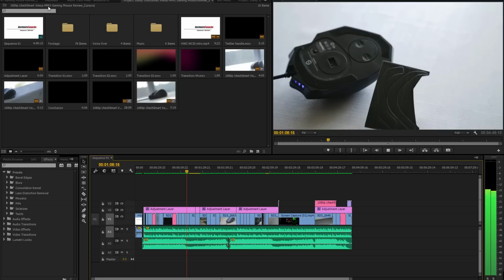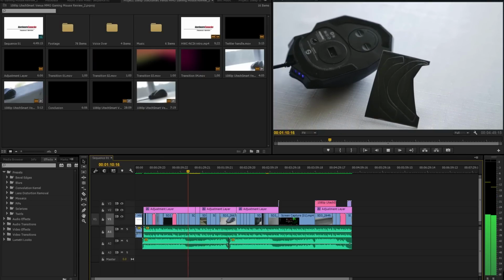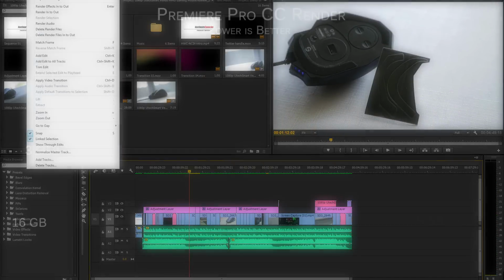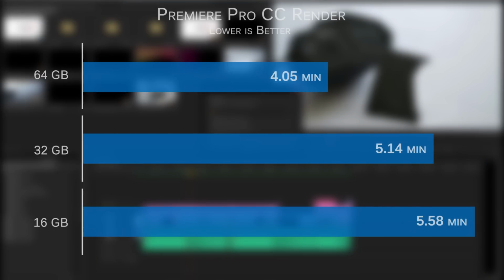An interesting result is that 64 GB scaled better in our render times in After Effects than the 32 GB did. Moving on to Premiere, again, it's all about reducing our render times. Doubling the capacity to 32 GB, we saved 44 seconds on our video render, so that's a 13% improvement. Doubling the RAM capacity further to 64 GB saved us almost 2 minutes, with a 32% reduction in render times from our control point of 16 GB.